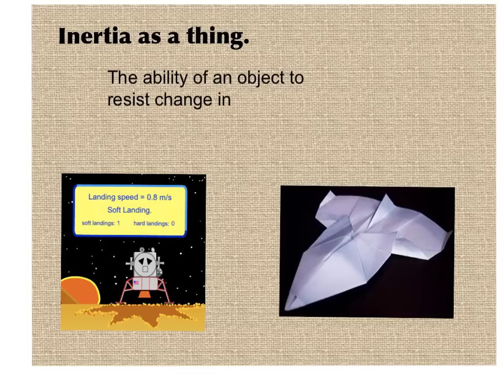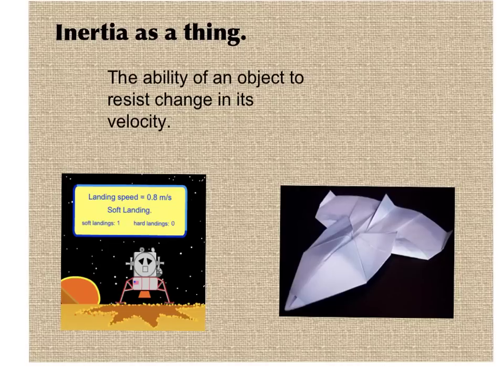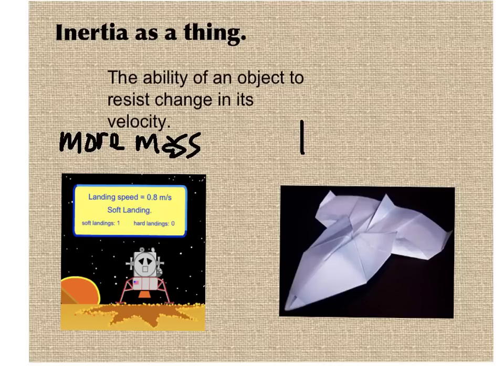So we're going to say inertia is the ability of an object to resist change in its velocity. Period. Done. So usually the more mass you have, the more inertia you will have. The less mass you have, the less inertia.